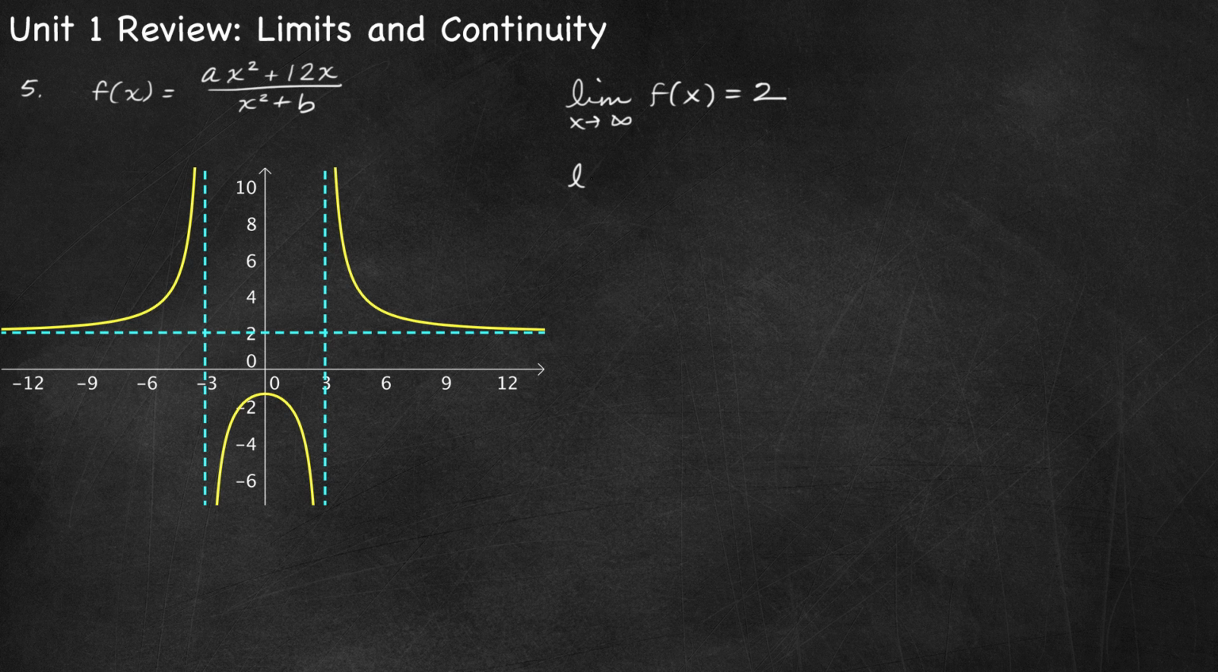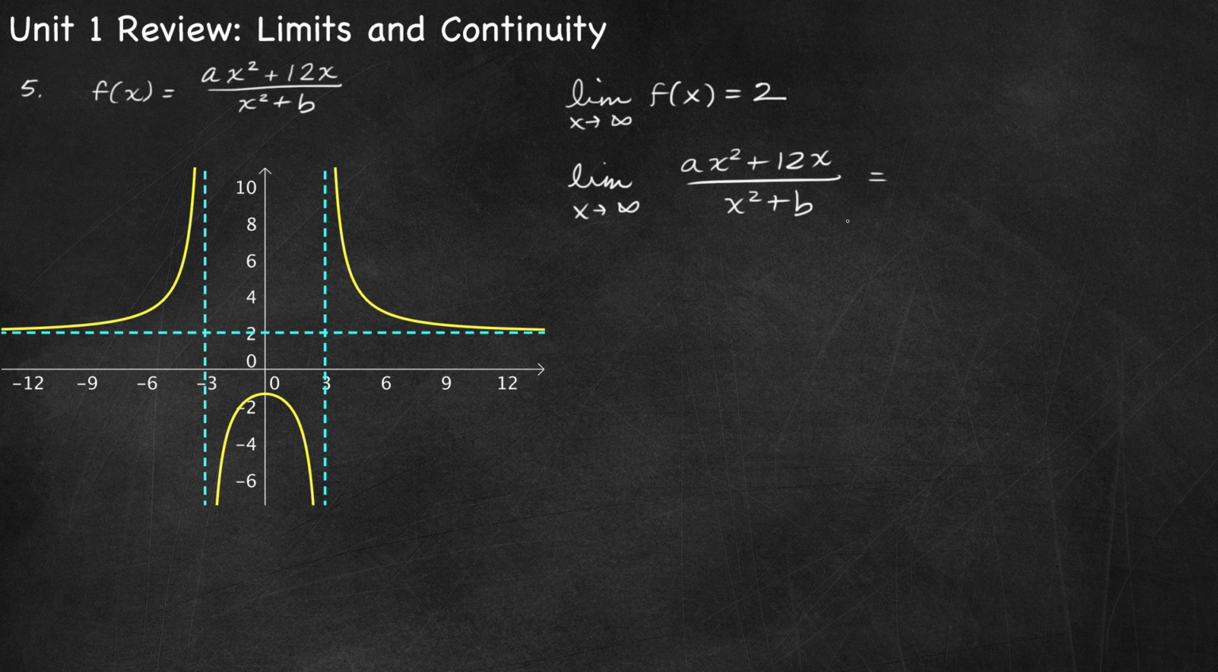And if I take the limit as x approaches infinity of ax squared plus 12x over x squared plus b, so we know that that is going to equal 2. But if we didn't know that and I were taking the limit, I would get that this is equal to a. Using the shortcut, the numerator and denominator have the same degree, so I know my limit will be the ratio of those leading coefficients, a over 1 or just a.